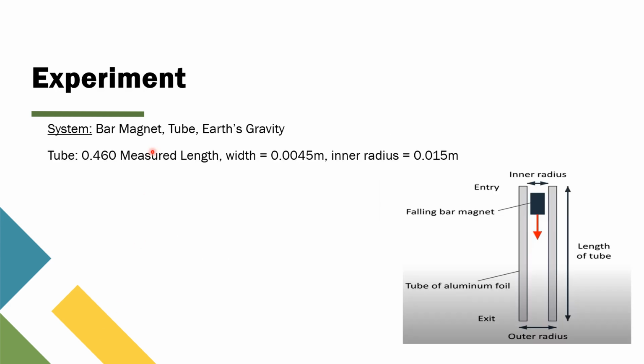So in the actual experiment, here we have a bar magnet going down a tube of aluminum foil, and we measured the inner radius and then the outer radius and the length of the tube. It enters up here and travels down, and it gets slowed down because of the forces. The tube measured 0.46 meters in length, a width of 0.0045 meters, and an inner radius of 0.015 meters. It's basically just standard aluminum tubing, like aluminum foil.